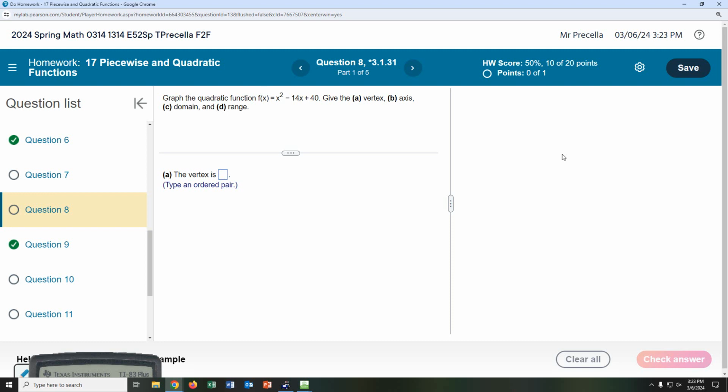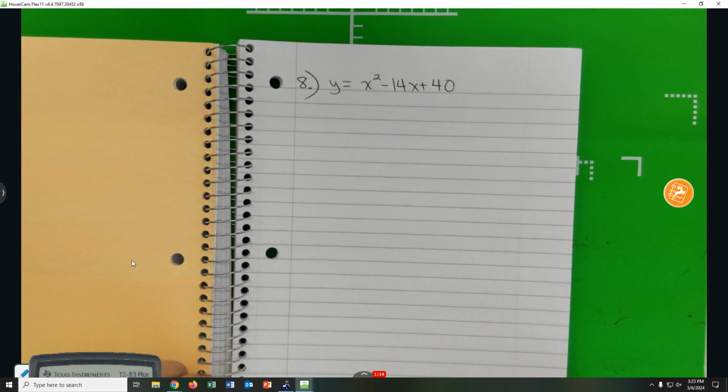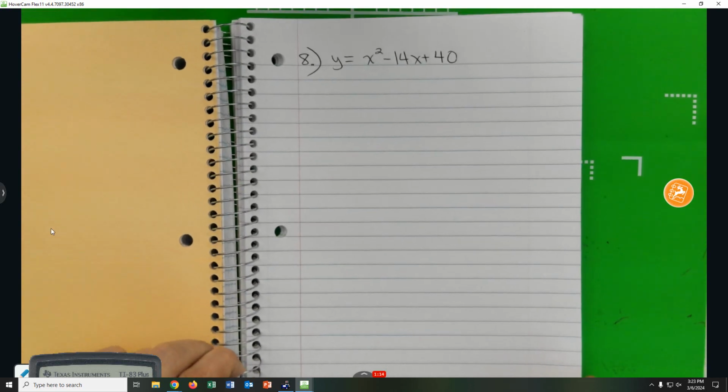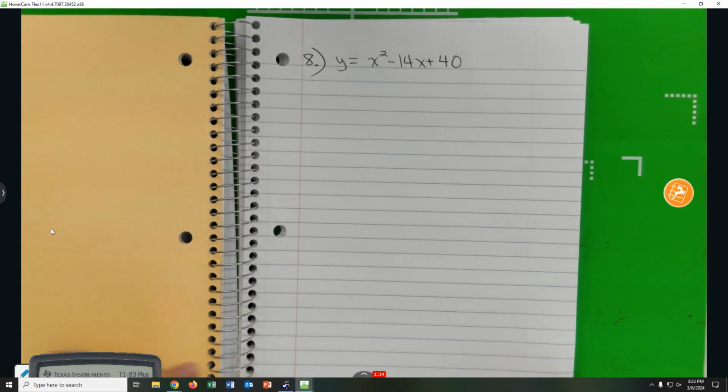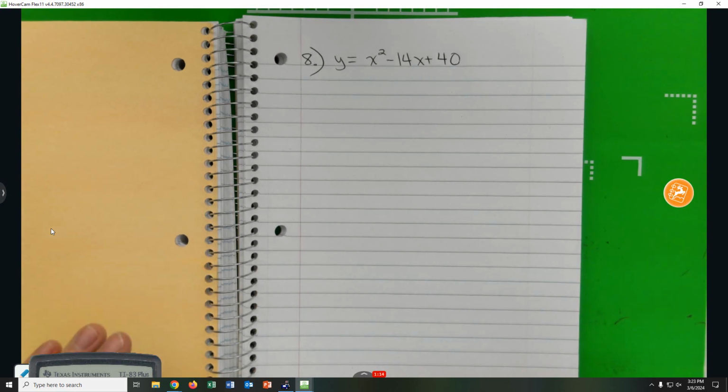I'll be quiet while y'all write down the problem. f of x is x squared minus 14x plus 40. Hey, it wrote f of x there, and I put y. Does that change anything? Did I miscopy the problem? No, f of x and y are the same thing.